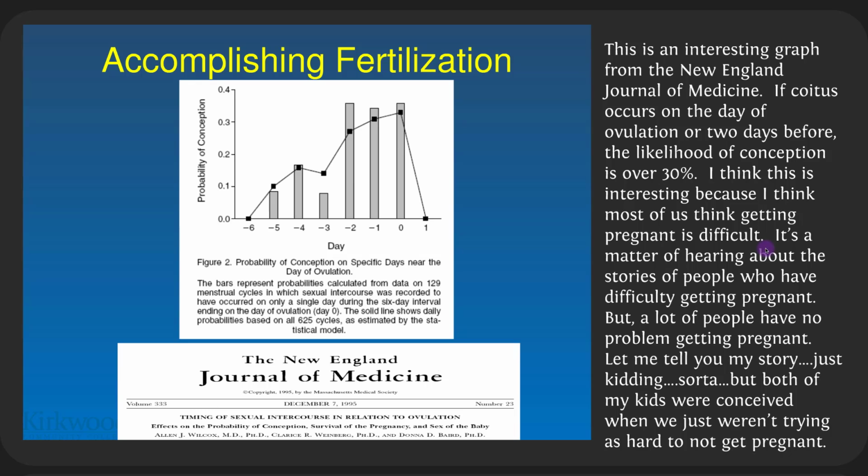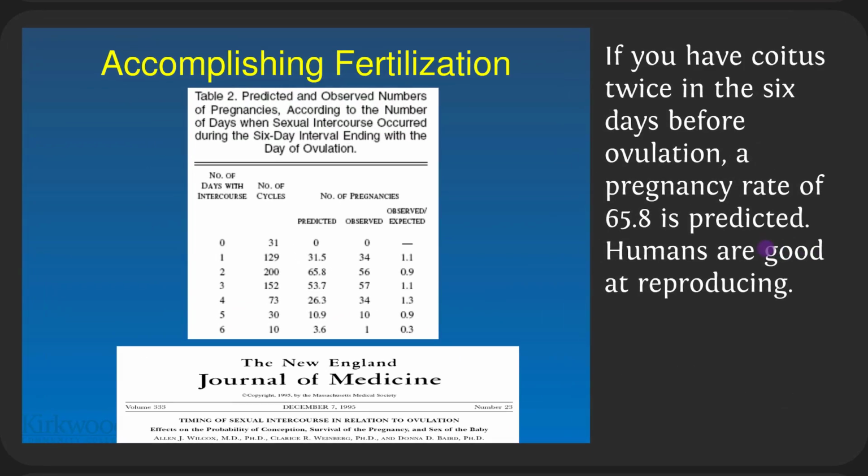Let me tell you my story. Just kidding, sort of, but both of my kids were conceived when we just weren't trying quite as hard to not get pregnant. And my first one, we actually got pregnant without even knowing it, and we didn't know we were pregnant until we were 4 months along. So first kid, it's like 5 months. You're gonna have a kid 5 months from now. Didn't get in extra games of golf or anything like that. That you should get in if you know you're gonna have your first kid.